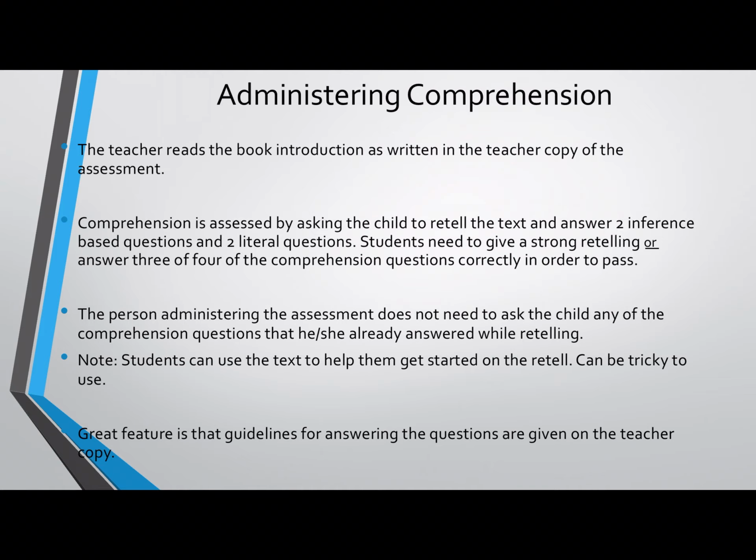Administering comprehension: the teacher reads the book introduction as written in the teacher copy of the assessment. It is very important that they read exactly what is prepared for the teacher to read. Comprehension is assessed by asking the child to retell the text and answer 2 inference-based questions and 2 literal questions. Students need to give a strong retelling or answer 3 out of 4 of the comprehension questions correctly in order to pass.